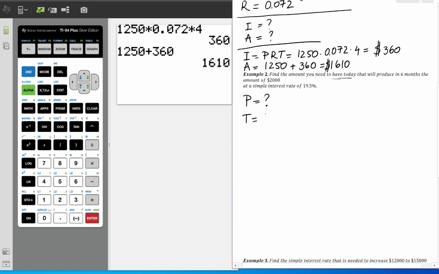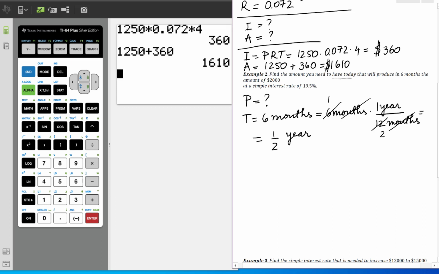The time is 6 months, but we saw that this has to be changed into years. So we do 6 months times 1 year over 12 months, because 1 year is 12 months. Month cancels with month, 6 with 12, and we get 1/2 year. I did all the work because while everybody knows that 6 months is half of a year, what if you had 3.2 months or 5 months or something like that?